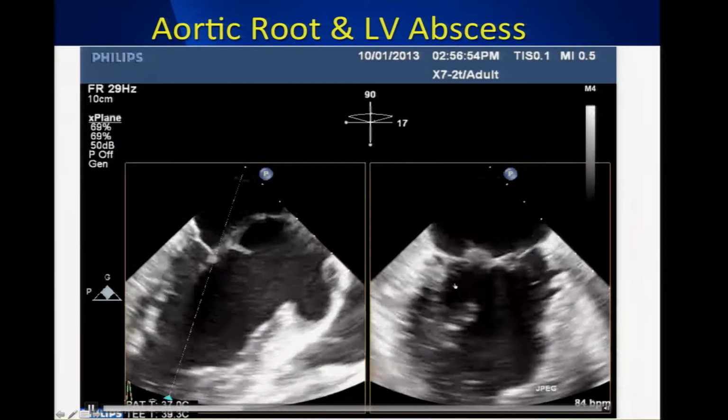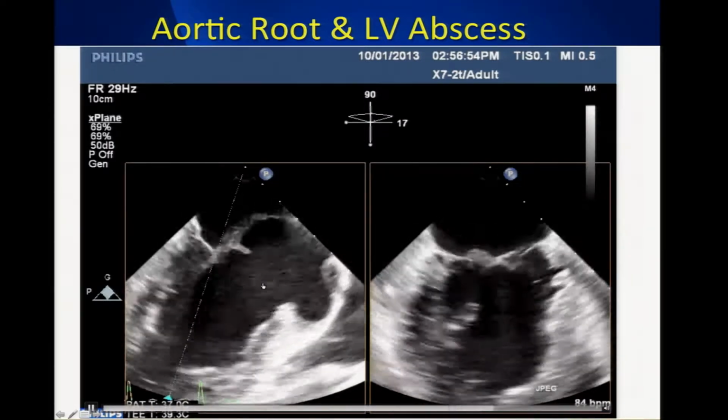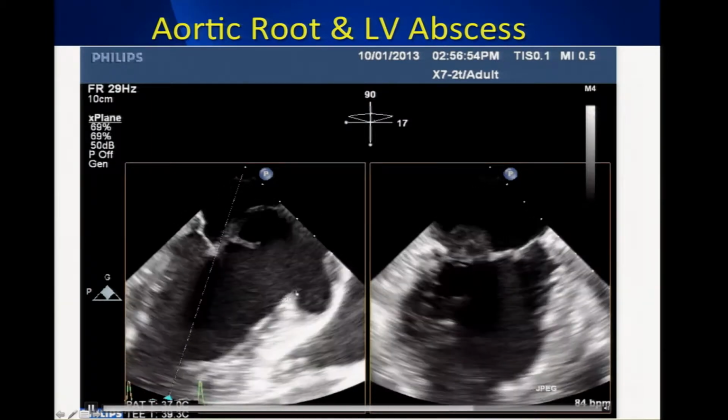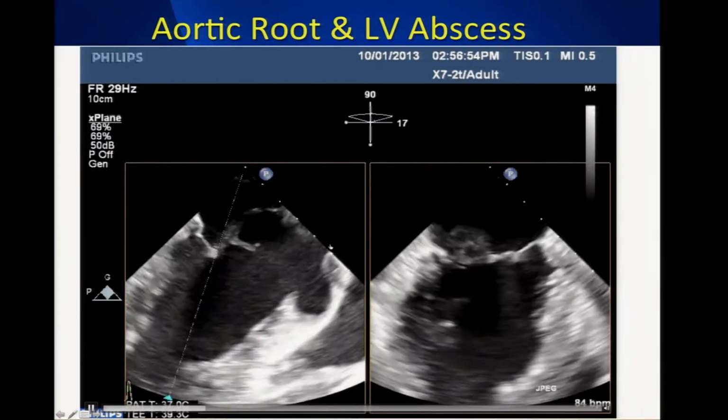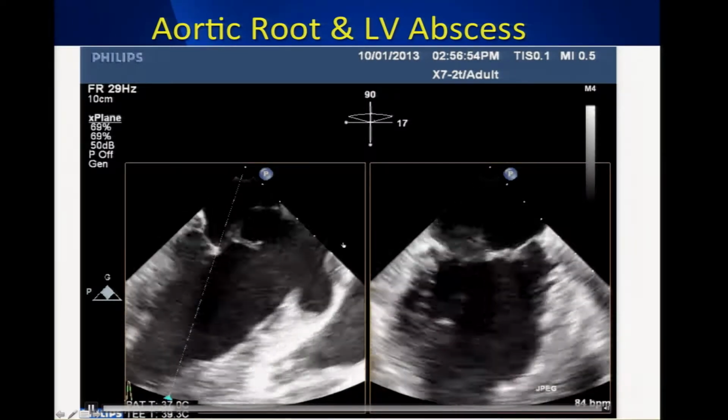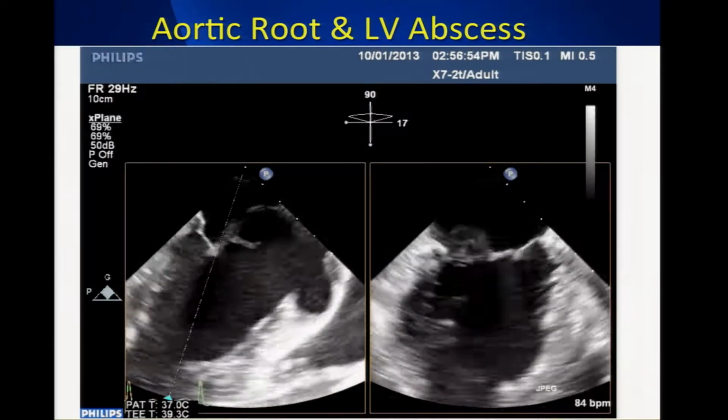This is one that was left a little too long and a massive destruction. And you see the abscess actually tracked right down the anterior mitral leaflet and it's sort of destroyed up into here. And these things can be very extensive. They can actually sort of spiral up around the ascending aorta.